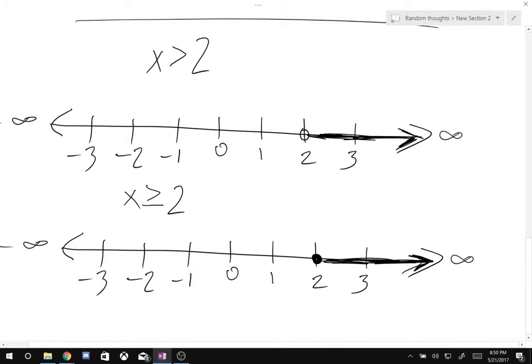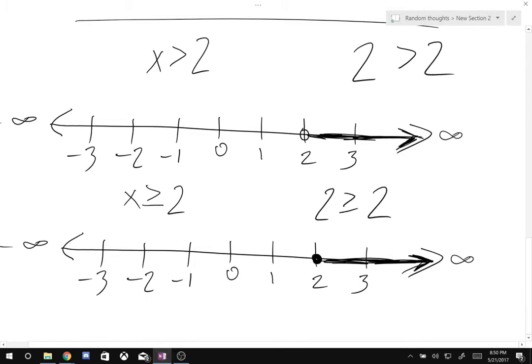The shaded in circle means that 2 is part of our set of solutions. That is to say that if we plug 2 in for x, it works. The open circle means that 2 does not work and is not a part of our solution set. And this makes sense if we try to plug it in. On the top we would have this, and on the bottom we would have this.